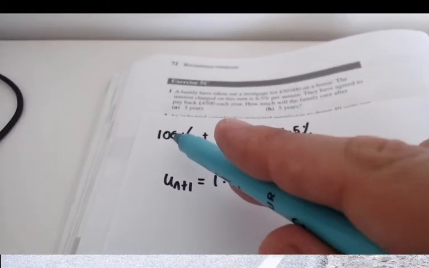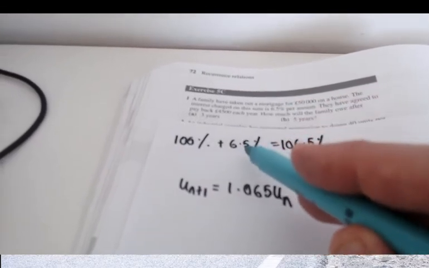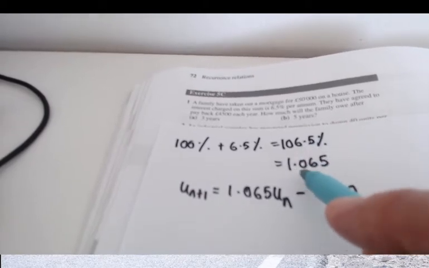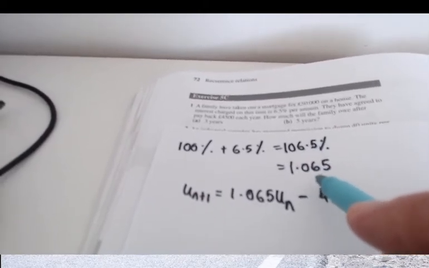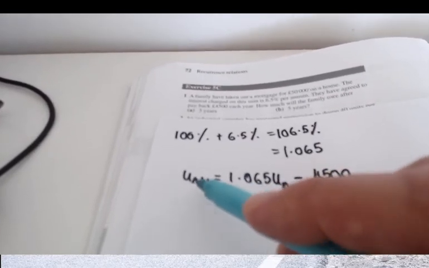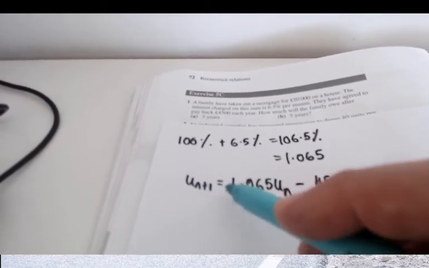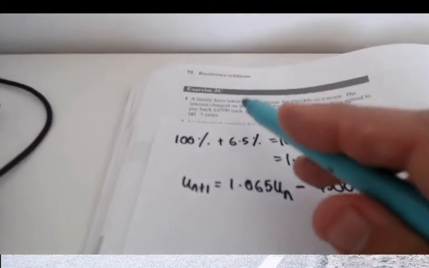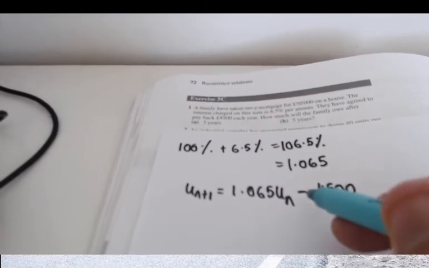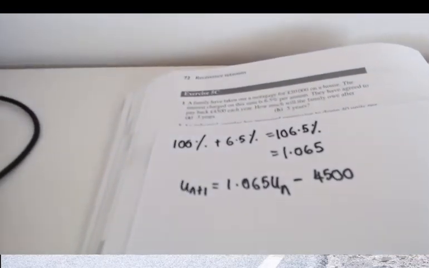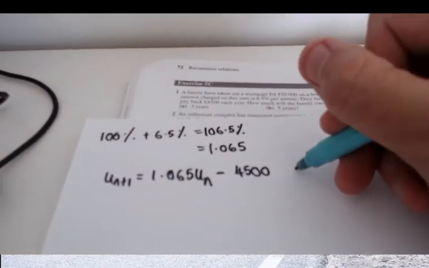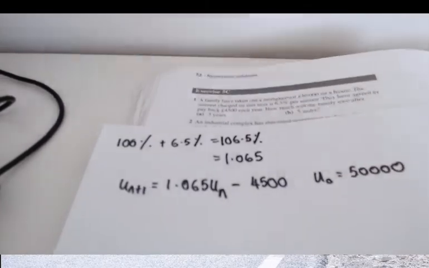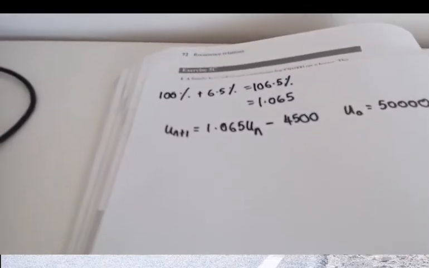So, I've started at 100%. The interest is getting added on, 6.5%, so that takes me up to 106.5%. I change that to a decimal by dividing it by 100, it's 1.065. The notation that I use will always be this. U(n+1) will equal 1.065 times U(n), and because they're paying back £4,500 each year, I need to take off £4,500. I know that the value of the mortgage at the start was 50,000. So there is my recurrence relation.